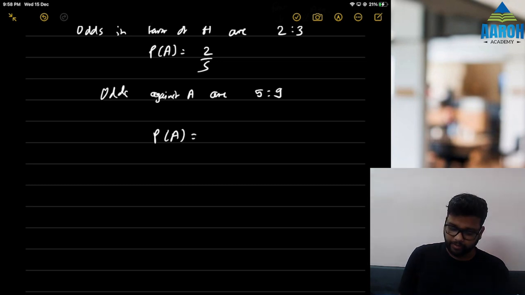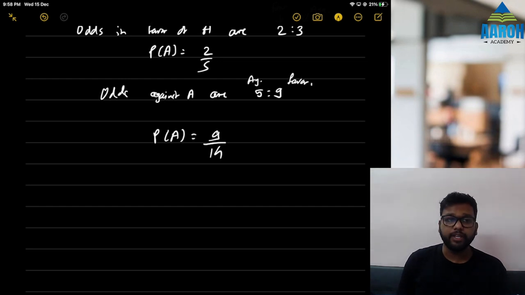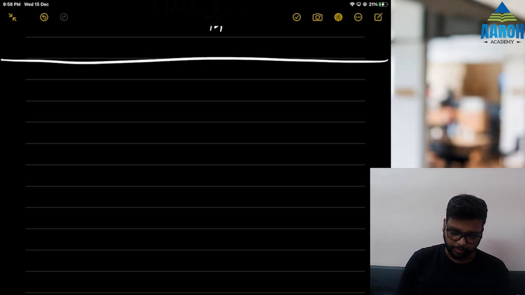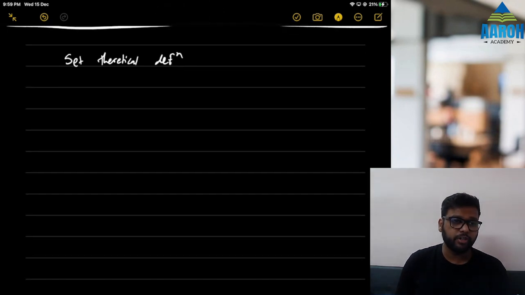9:14. Correct, 9:14, because this is against and this is in favor. So 9 by 14 will be the answer. Okay. This was the classical definition of probability. Then there is the set theoretical definition of probability. Again, might be important from MCQ point of view.